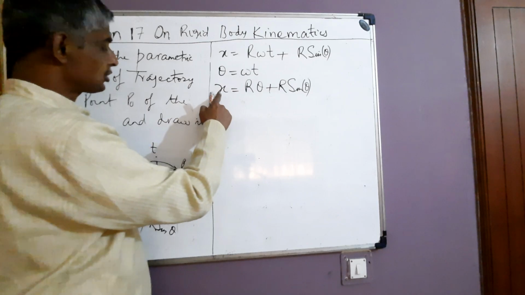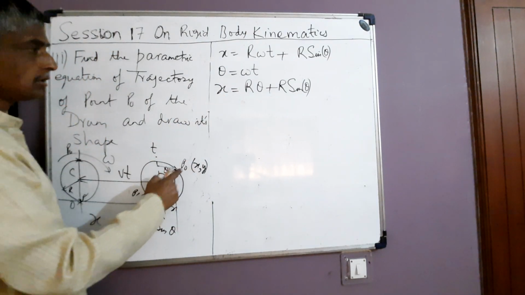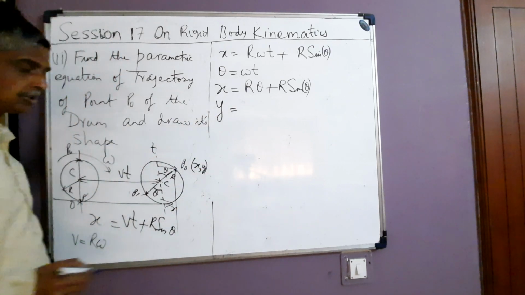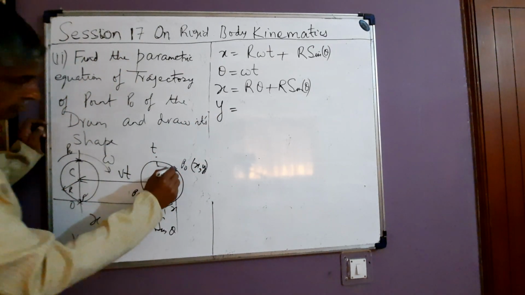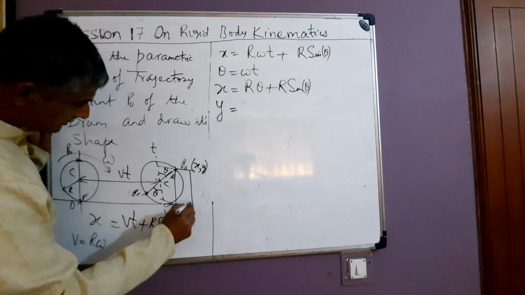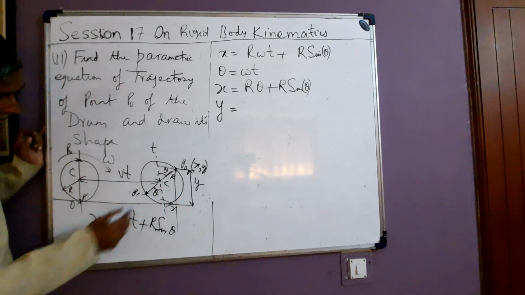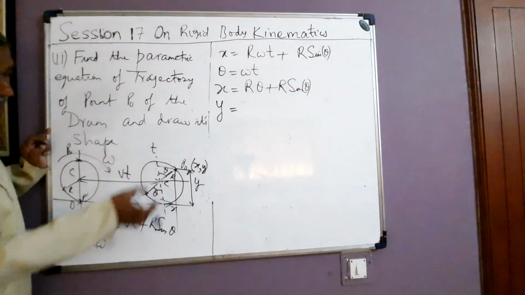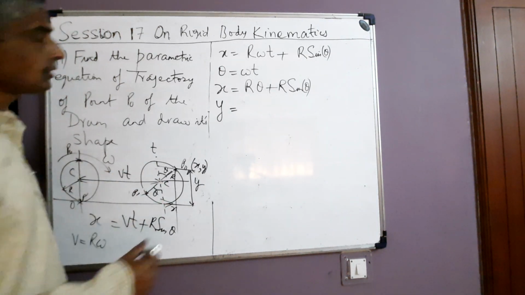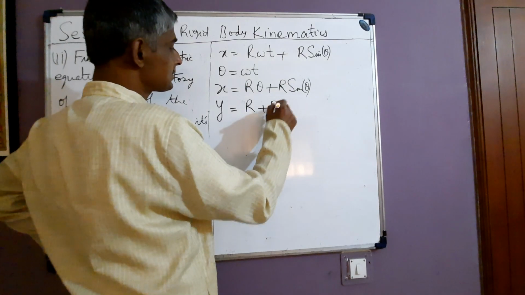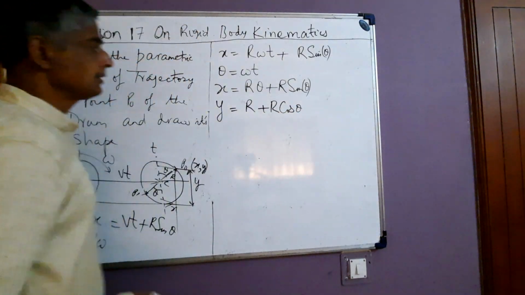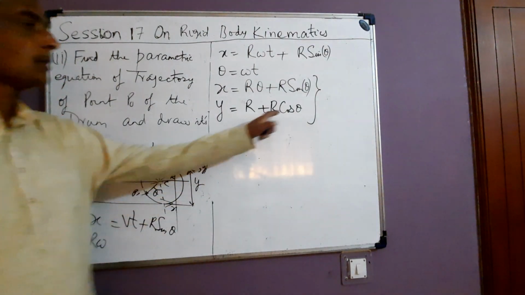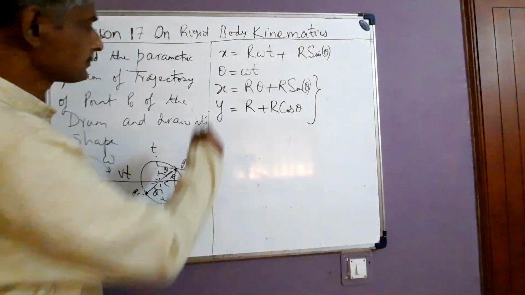So this is the x coordinate of point P naught in terms of parameter theta. Now we have to write down the y coordinate of point P naught. For the y coordinate, we drop a normal from point P naught on the x axis. This is the y coordinate of point P naught. This is equal to this distance plus this distance. This is r and this is r cos theta. So this distance is r plus r cos theta. So y coordinate becomes r plus r cos theta. So this is the parametric equation of trajectory of point P naught in terms of angle theta as the parameter.